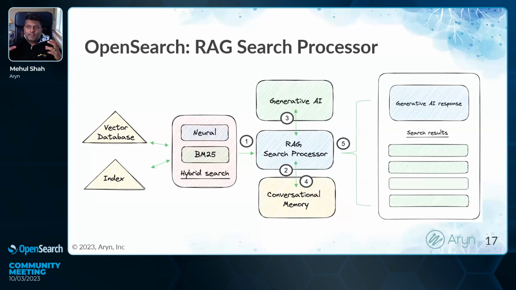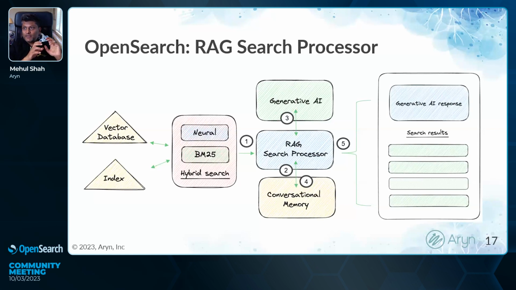The RAG search processor sits inside of your search pipeline, takes the results coming in from your hybrid search algorithm, and then gets the context of the interaction through conversational memory and sends that to the generative AI model of your choice. You can pick whatever model you want. OpenAI is the one that a lot of us are using. The response comes back from there.